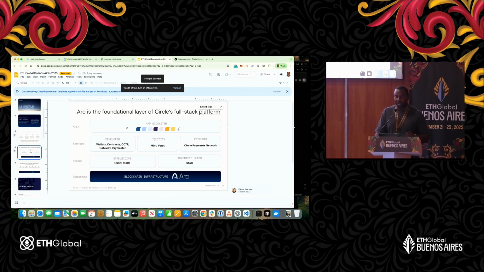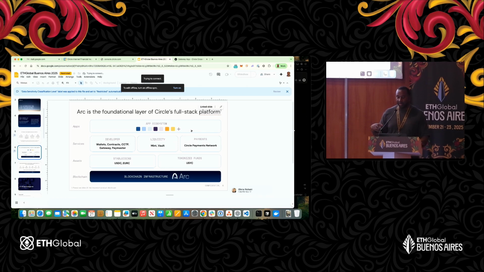And then we have CCTP, which is a cross-chain transfer protocol SDK. To make it a little easier for you to integrate CCTP, we've launched what we call Bridge Kit, and it allows you to interact with our CCTP protocol with less than like 10 lines of code, and you can go from EVM to non-EVM chains. And then we have Gateway, like I mentioned earlier, as well as our Paymaster solution.